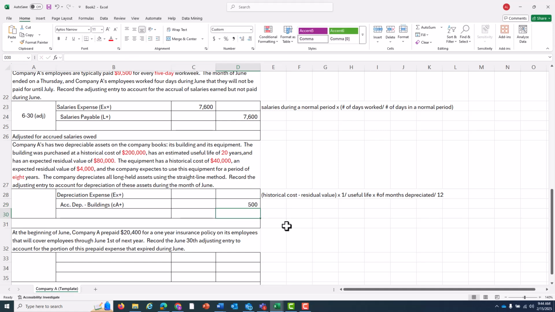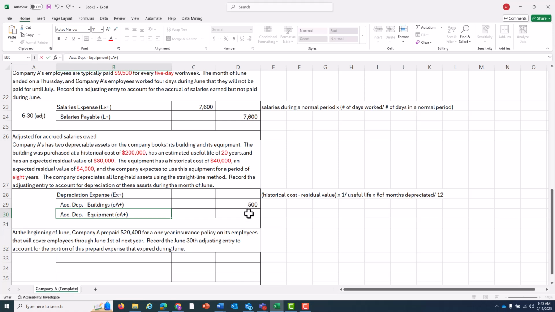So our building is losing $500 worth of value during the month, and it's going to contribute $500 towards our depreciation expense. What about the other depreciable asset we have? And that is our equipment. Well, that would have its own accumulated depreciation account. So we would have another contra asset account increasing over here, accumulated depreciation of equipment.